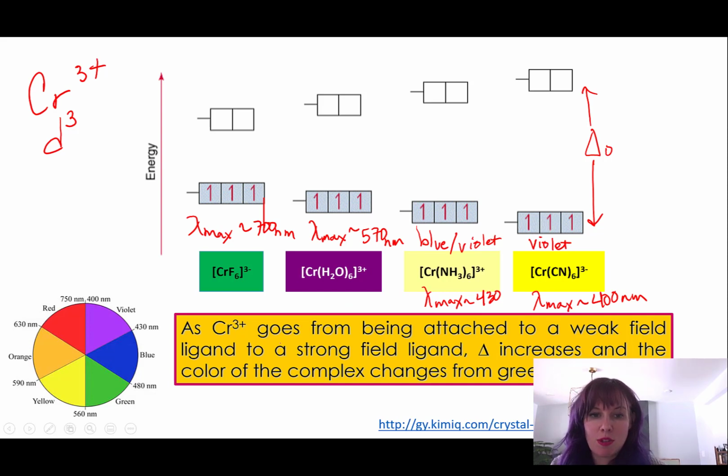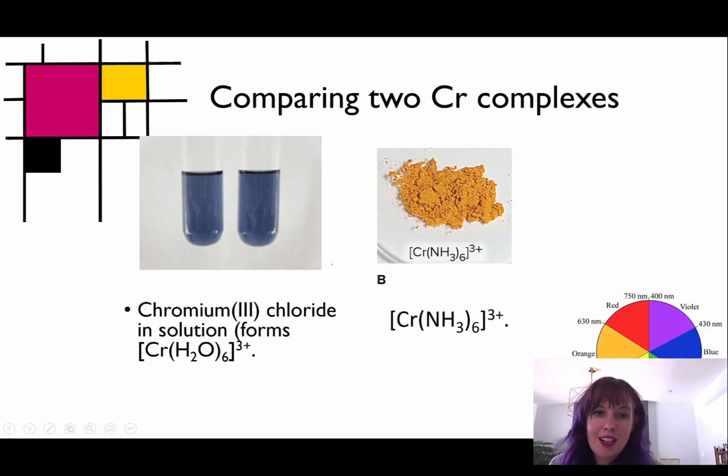So as chromium goes from being attached to a weak field ligand to a strong field ligand, delta octahedral increases, and the color of the complex changes from green to yellow. Okay, here's just the actual colors of 2 of the complexes that were in this previous example. So hexaaqua is this bluish purple color. It's absorbing somewhere in this orange yellow, and then hexaamine chromium 3 is yellow, so it's absorbing somewhere in the blue violet. And again, amine is a strong field ligand, aqua is an intermediate, but it's a weaker field ligand.